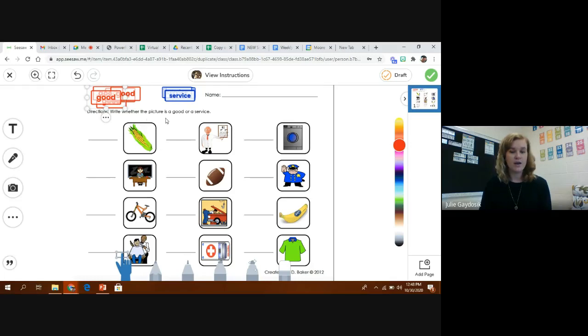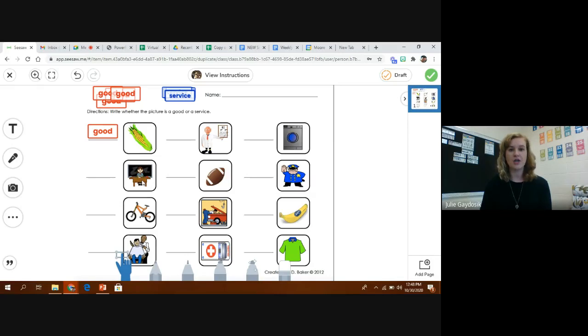An ear of corn, is that a good? Is that something you could buy, like in a store, or is it a service? Is it an action or something you do? That's right, it's a good. So I'm going to click on the word good and drag it down. Alrighty, let's go to the next one.